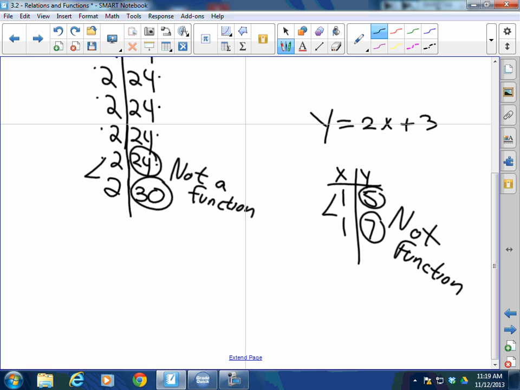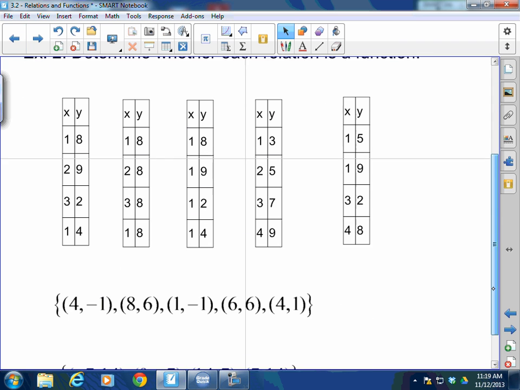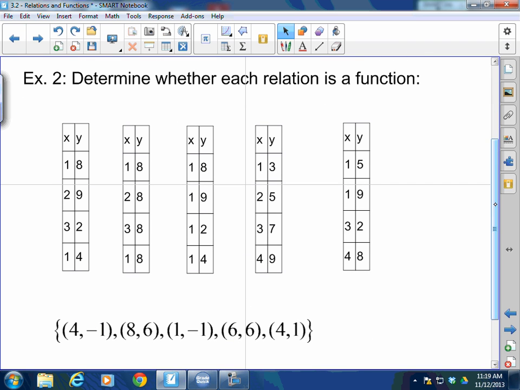Yes, no, maybe, kind of, sort of. Okay? So, let's take a look at some functions and let's see which are functions and which are not functions. Determine whether each is a function. Remember, they're all relations. So determine whether each relation is a function.